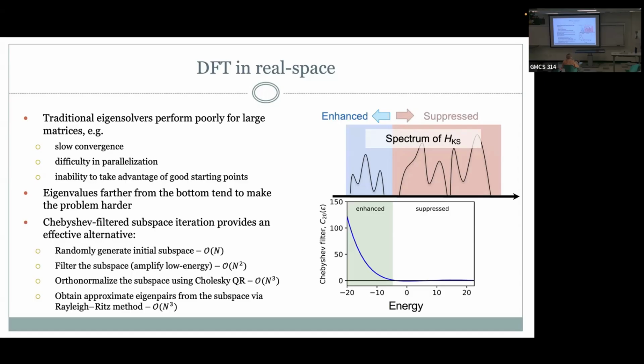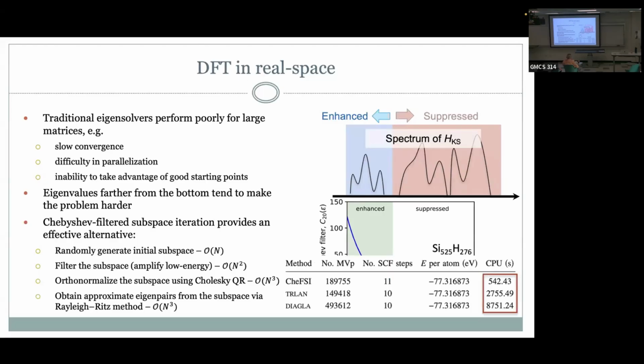So my colleagues, before my time, developed or implemented Chebyshev-filtered subspace iteration, which essentially works by enhancing the lower parts of the spectrum and suppressing the higher parts of the spectrum. So you randomly generate an initial subspace, apply a filter, orthonormalize the subspace, and then obtain eigenpairs via the Rayleigh-Ritz method. And this is, in a quick summary, how this method works.